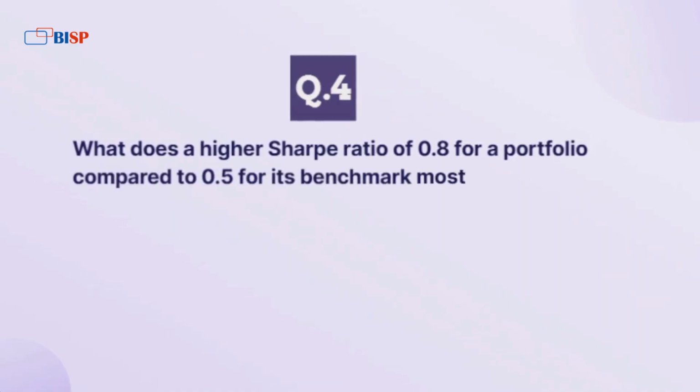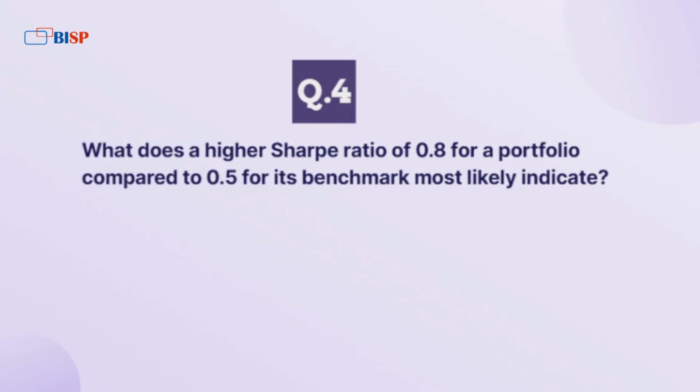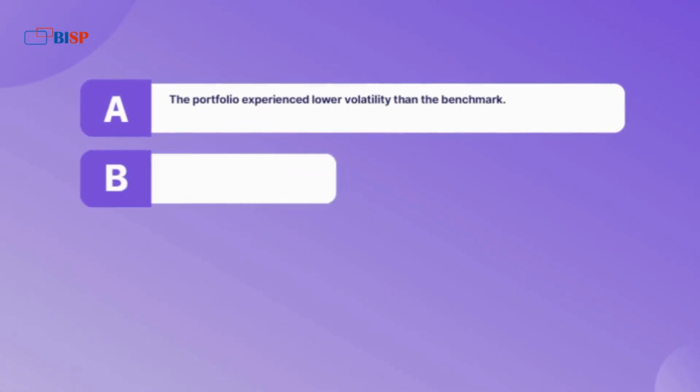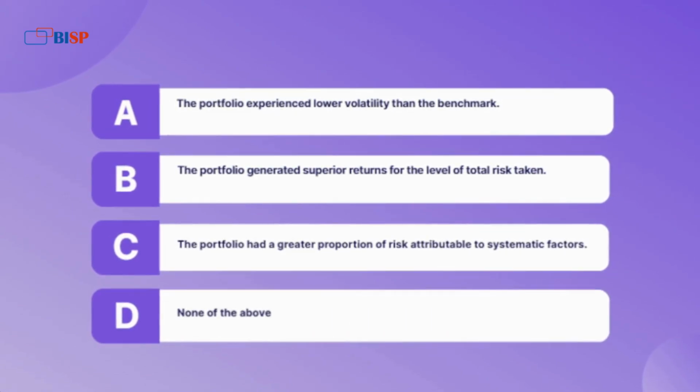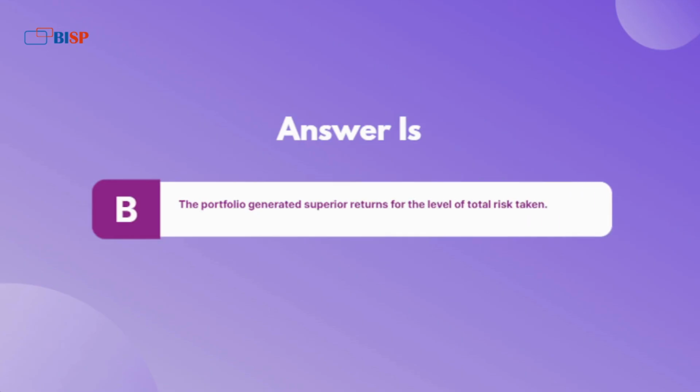What does a higher Sharpe ratio of 0.8 for a portfolio compared to 0.5 for its benchmark most likely indicate? A. The portfolio experienced lower volatility than the benchmark. B. The portfolio generated superior returns for the level of total risk taken. C. The portfolio had a greater proportion of risk attributable to systematic factors. D. None of the above. Answer is B. The portfolio generated superior returns for the level of total risk taken.